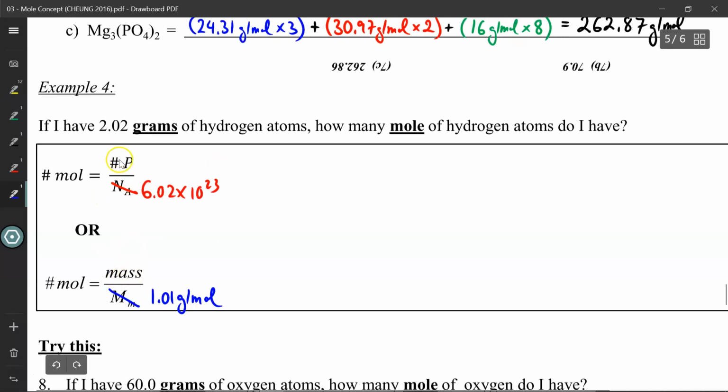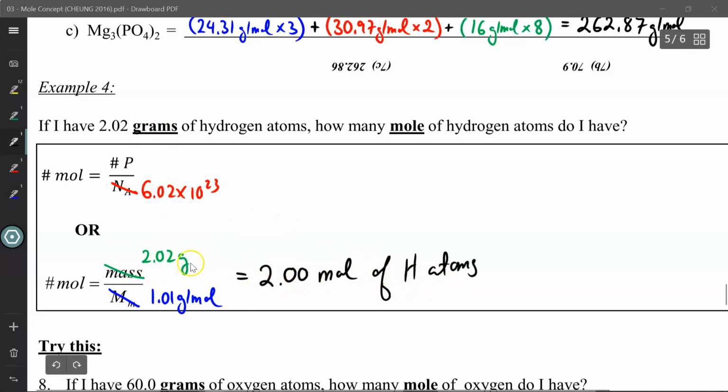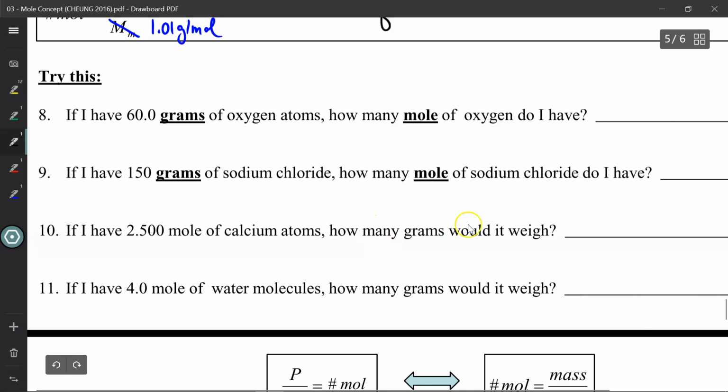So in both cases, I'm missing the top, except over here the question says 2.02 grams. Now, should 2.02 grams go into particles or under mass? Obviously mass, because grams is a measurement, a unit of mass. So punch that in, and you get 2 moles of hydrogen atoms. You'll notice that the grams unit gets cancelled out, leaving you with the mole. So keeping the units is an excellent way to double check your work to make sure that your equation makes sense. Alright, so try these questions yourself.